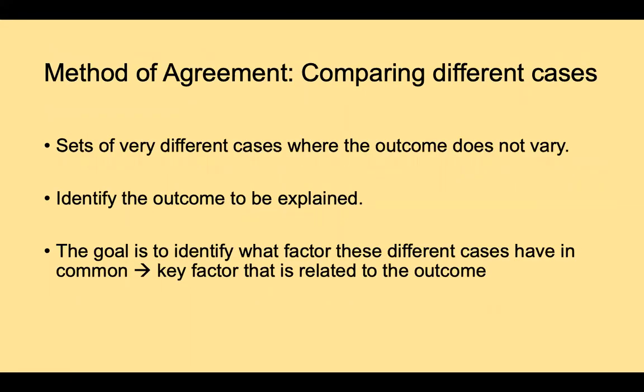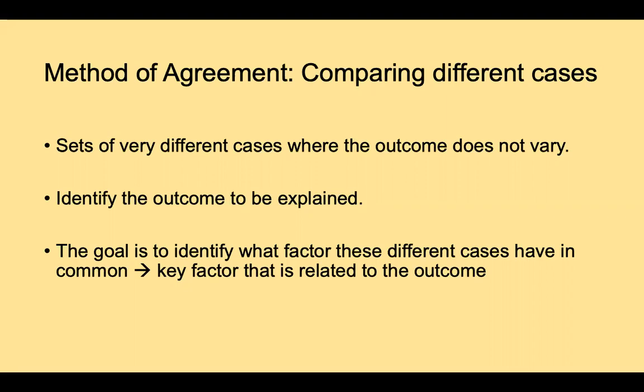Now, the method of agreement, on the other hand, involves comparing different cases. Now, this is the flip side of the method of difference. These are very different cases where the outcome does not vary. So our example of Chile and Turkey, for instance, these are both countries that experienced military coups and military rule, but they are otherwise very different cases.